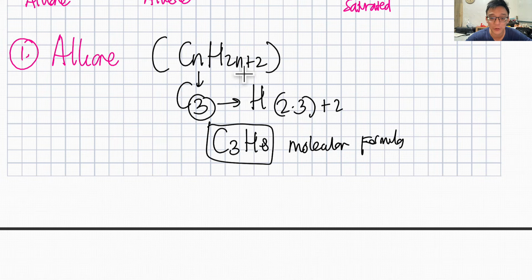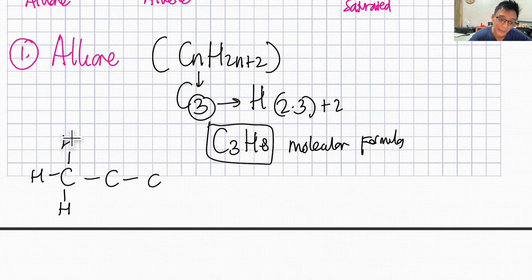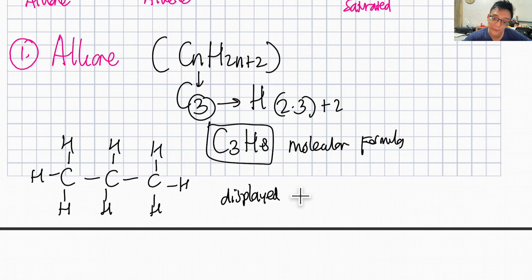Sometimes this can be a good shortcut to determine the molecular formula compared to drawing the displayed formula. So here we have the molecular formula. Sometimes people would also draw it like this. One carbon has 4 arms, so all the remaining arms would be filled by hydrogen like this. There are 3 carbons and 1, 2, 3, 4, 5, 6, 7, 8 hydrogens. This is called the displayed formula.